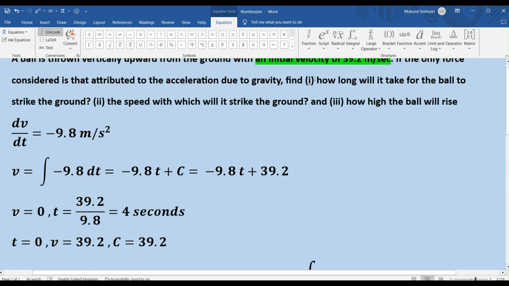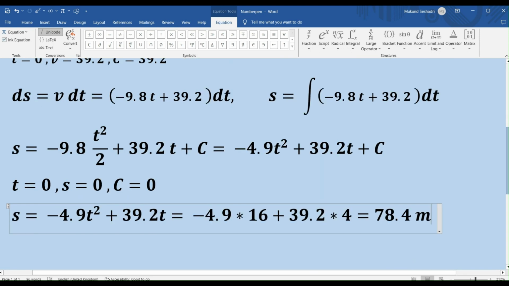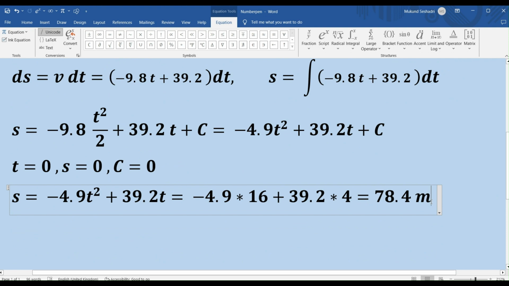How long will it take for the ball to strike the ground? Do we have the answer for this question? No, not yet, right? The second question is the speed with which the ball will strike the ground. We've been asked to figure out, once the ball hits the ground, what is the speed at which it will hit the ground? Do we have the answer for this? No. And the third question is how high will the ball rise? Do we have the answer for this? The answer is yes, because we just worked out that it is 78.4 meters, right?